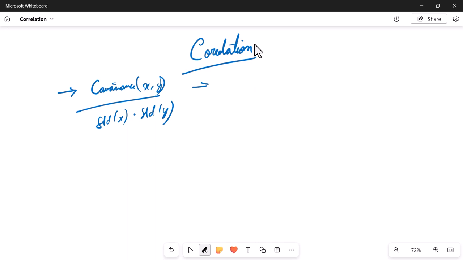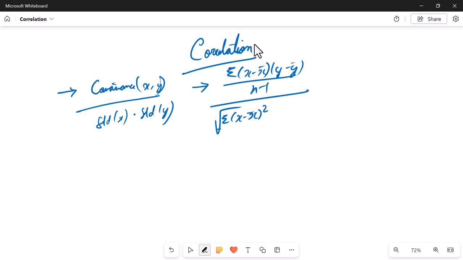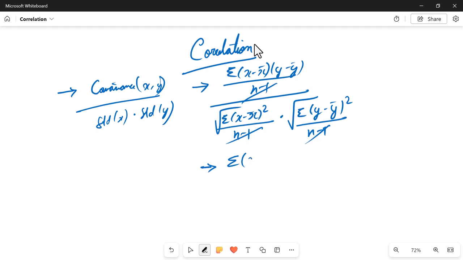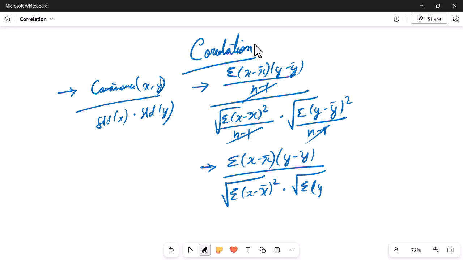Now, if you expand this formula, you'll get sigma of (x minus x bar) times (y minus y bar), divided by n minus 1, whole divided by root over sigma (x minus x bar) squared divided by n minus 1, times root over sigma (y minus y bar) squared divided by n minus 1. The n minus 1 factor gets cancelled out and you are left with sigma of (x minus x bar)(y minus y bar), whole divided by root over sigma (x minus x bar) squared times root over sigma (y minus y bar) squared. So this is the final form of the formula that you might have seen in your textbooks.